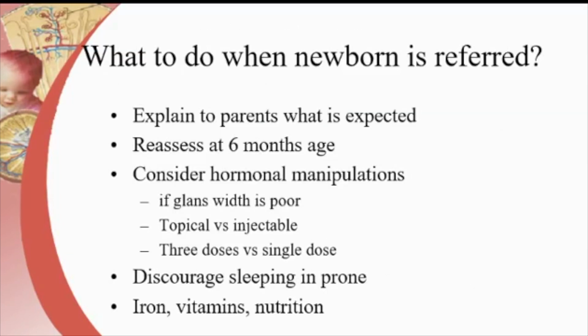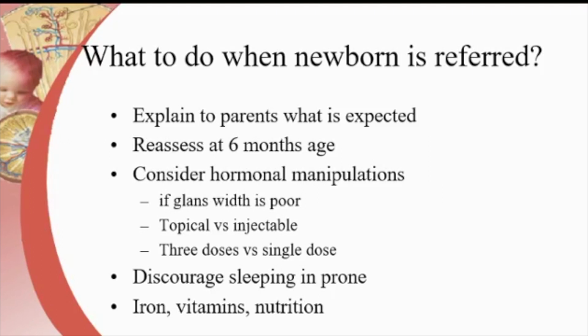Now, what do we do when a newborn is referred? We have to counsel the parents. Basically, we have to explain to the parents what is expected, and we have to reassess them at the age of 6 months again. The reason to reassess them at 6 months is to see how the shaft has grown, how the glans has grown. If the glans width is poor, then you may have to give some hormonal injections.